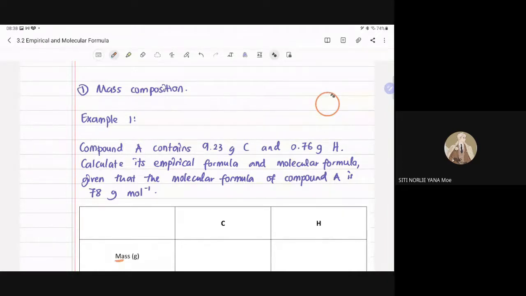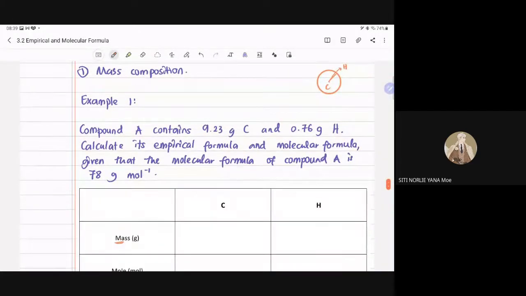It goes like this. This is the pie chart. This part is carbon, and the remainder is hydrogen. So that will be the pie chart in terms of mass. So the mass is 9.23 grams and this is 0.76 grams.